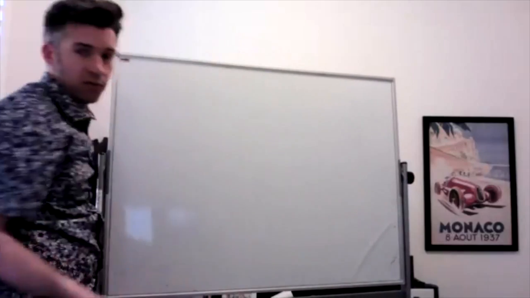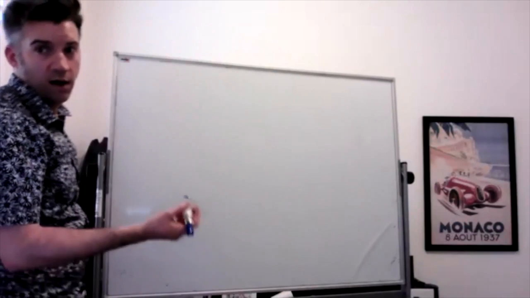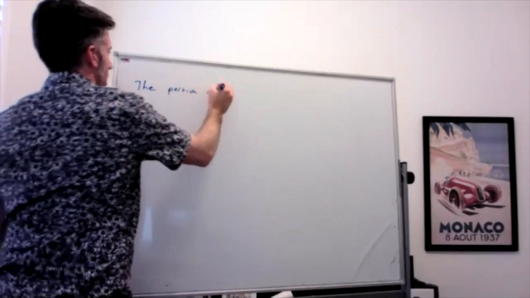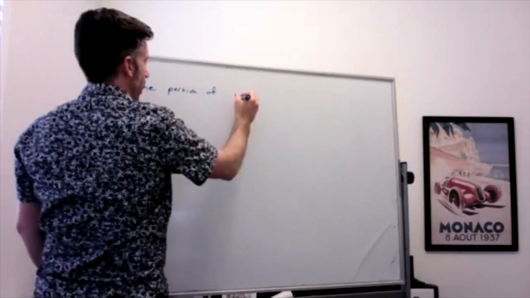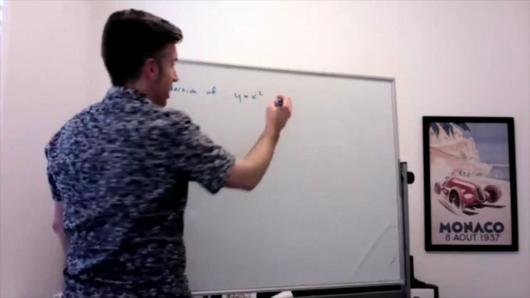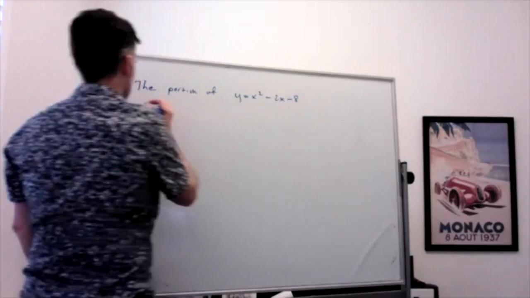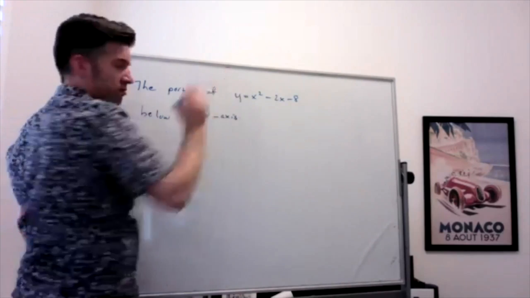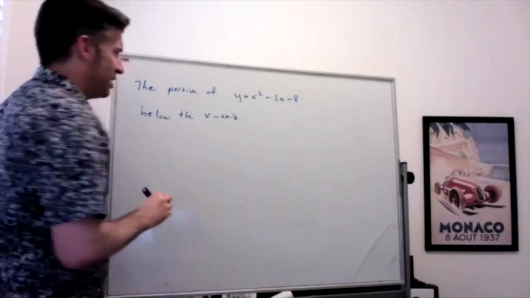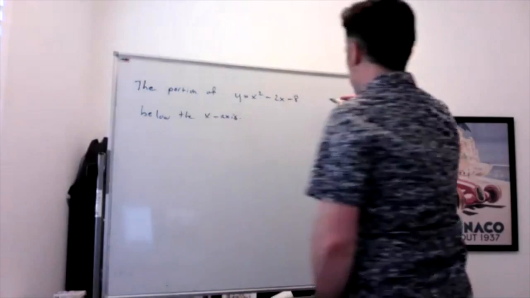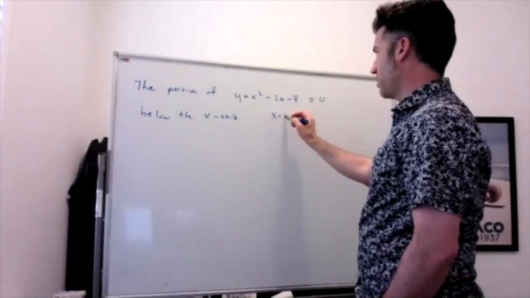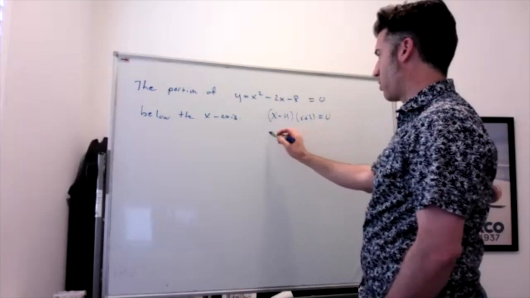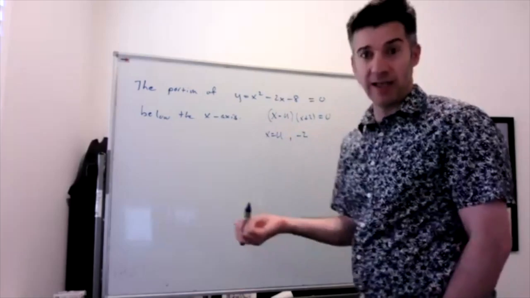Let's see, I would like to parameterize the portion of the parabola y equals x squared minus 2x minus 8 below the x-axis. Okay, that seems kind of funky. Let's see where it hits the x-axis. We set that equal to 0, and you get x minus 4 times x plus 2 equal to 0. So I'm going to get x equal to 4 and negative 2. So those are going to be my x-intercepts.